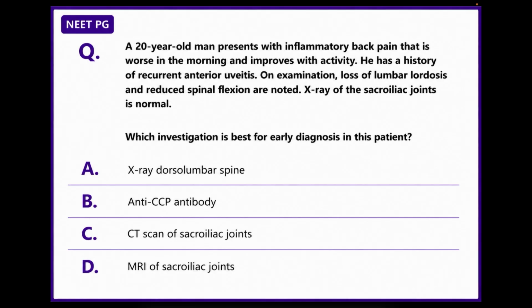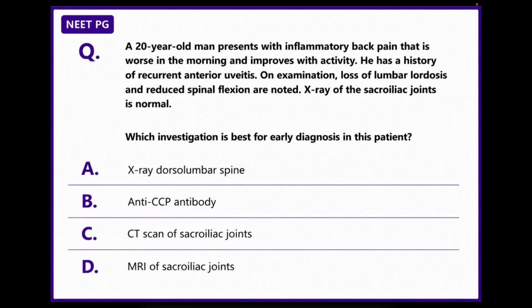There are so many clues pointing to ankylosing spondylitis: inflammatory back pain, worse in the morning, improves with activity, recurrent anterior uveitis, loss of lumbar lordosis, and reduced spinal flexion. All these are pointing to one condition, that is ankylosing spondylitis. So we have discussed just before what is the best investigation. It's simple, it's MRI of sacroiliac joints. That is the best investigation you do here.